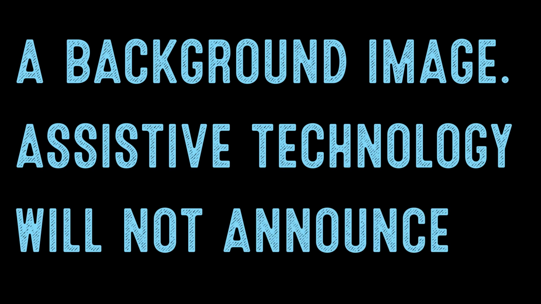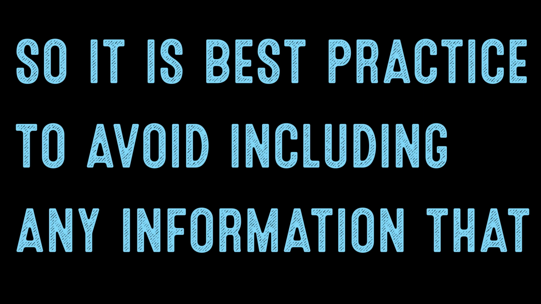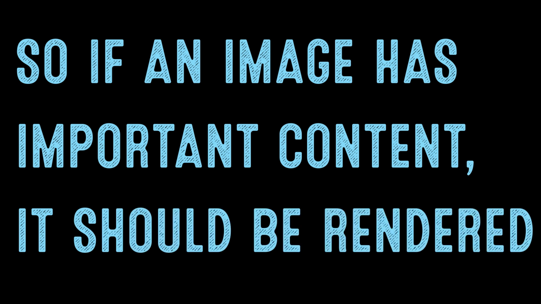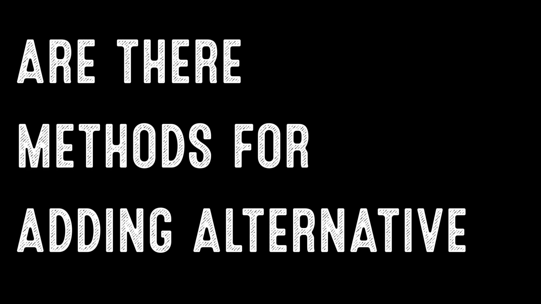Assistive technology will not announce the presence of a background image nor convey content. So it is best practice to avoid including any information that would be critical to understanding the web page's intent. So if an image has important content, it should be rendered as a traditional image using the image element and not a background image.